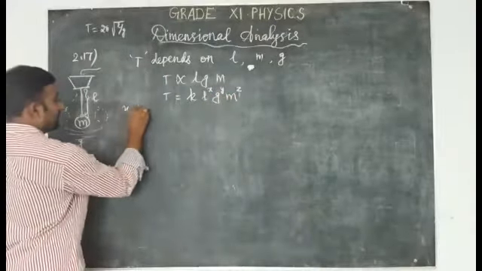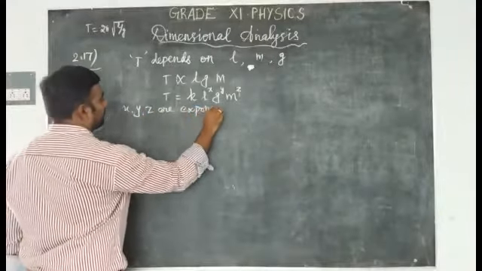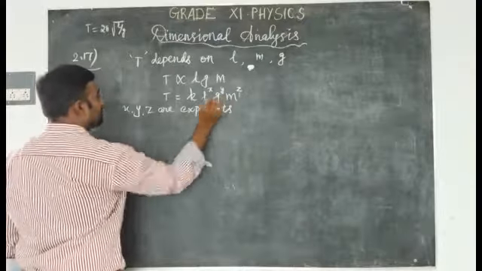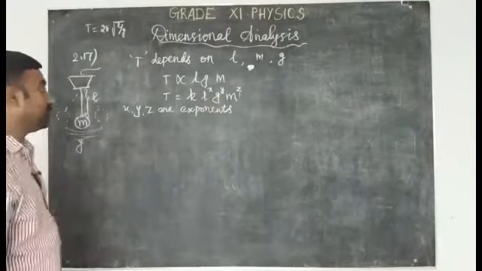I will write it here. x, y, z are exponents of length, mass, and gravity. Now you are going to consider the dimensions on both sides.